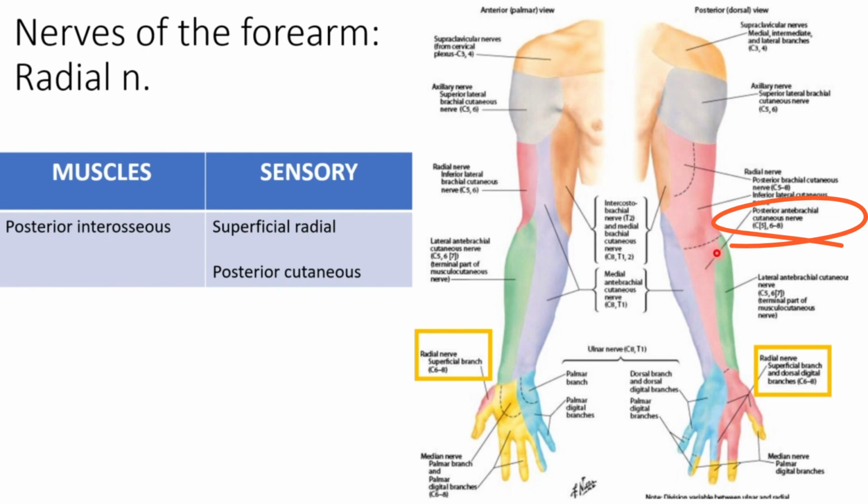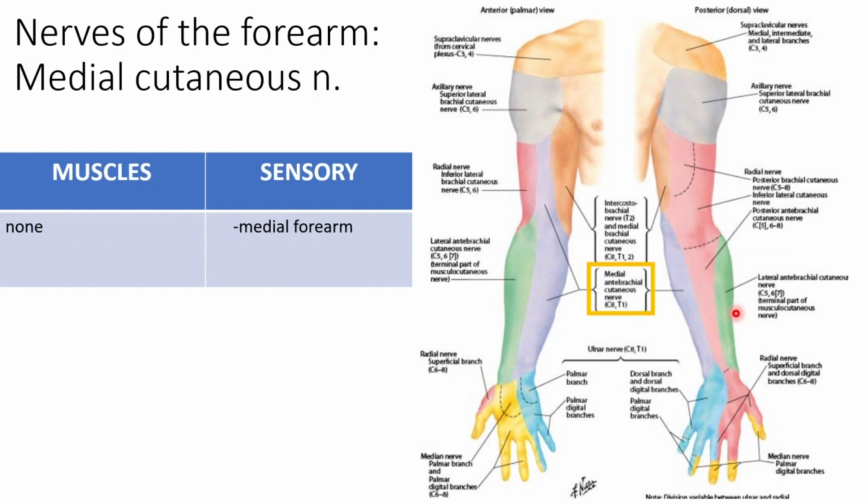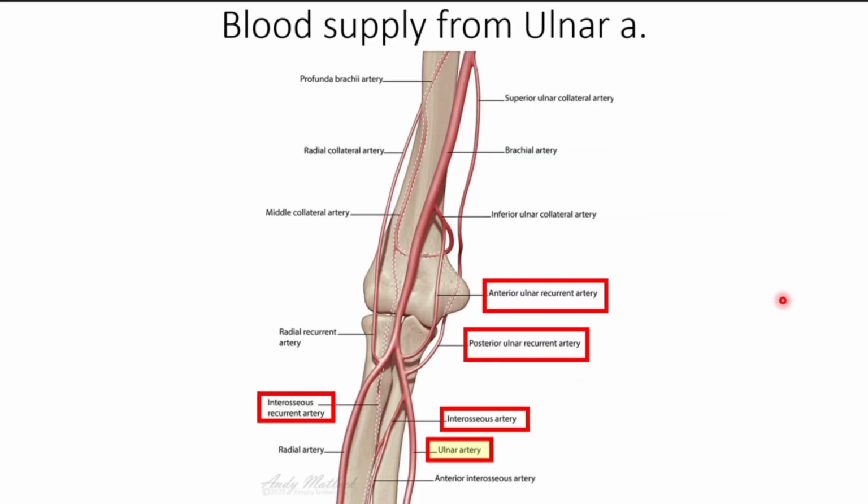Which can be visualized here. Lastly, the medial cutaneous nerve of the forearm branches from the medial cord and supplies the medial skin of the forearm. The brachial artery gives rise to the radial and the ulnar arteries, which supply the anterior and posterior compartments of the forearm and extend distally into the hand.